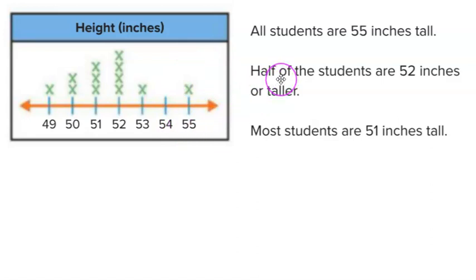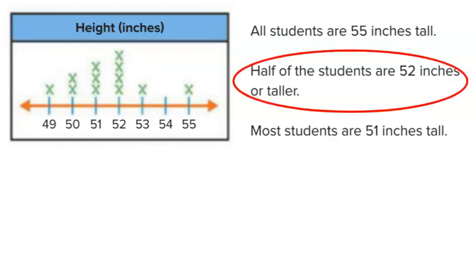The next one, half of the students are 52 inches or taller. Well, first I have to figure out what would half be. We have, how many people are there total? We have 1, 2, 3, 4, 5, 6, 7, 8, 9, 10, 11, 12. And then how many people were 52 inches or taller? 4, 5, 6. And 6 is half of 12. So I know that that statement is true.